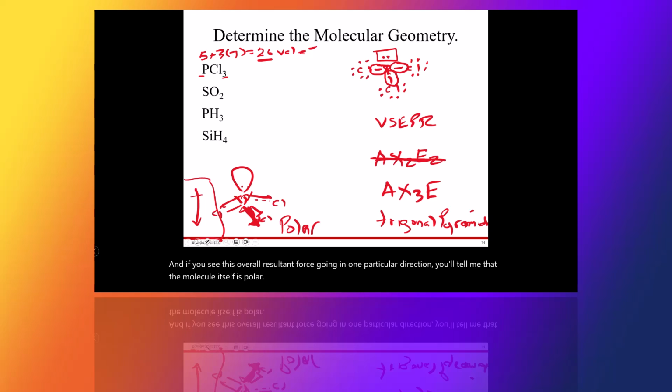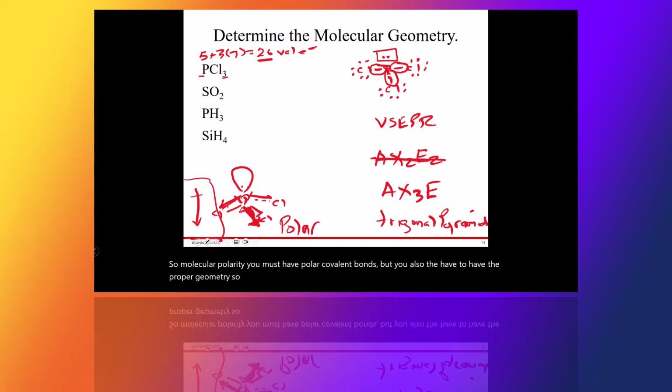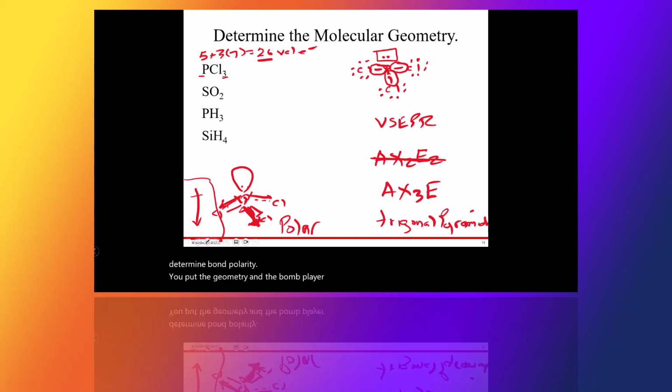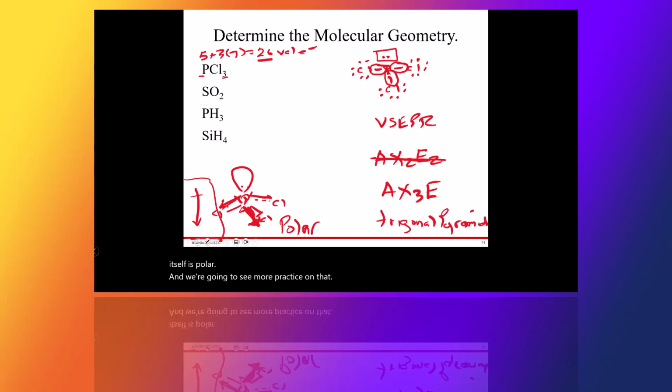So for molecular polarity, you must have polar covalent bonds, but you also have to have the proper geometry. That's where we're going with this: you use the Lewis structure to determine the three-dimensional geometry. You use electronegativity differences to determine bond polarity. You put the geometry and the bond polarity together, and you can tell me if the molecule itself is polar. We're going to see more practice on that. All right, let me erase all this, and we'll do the next one.